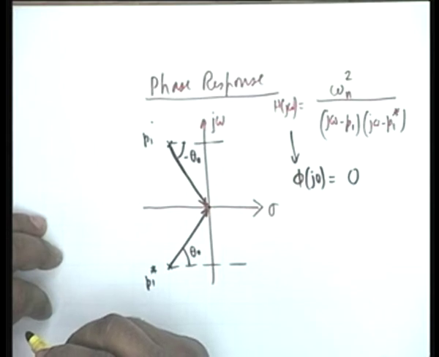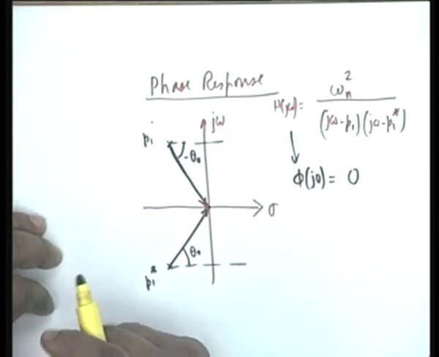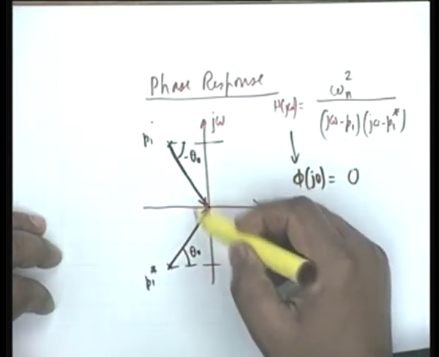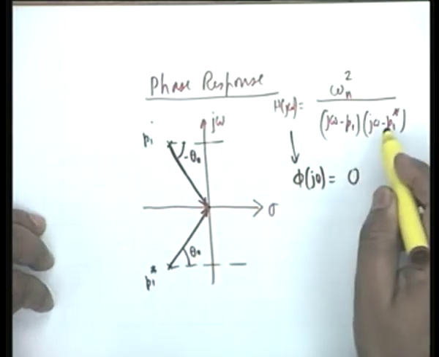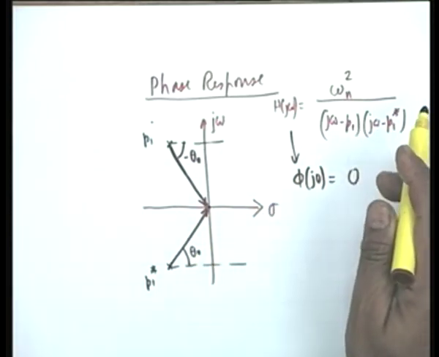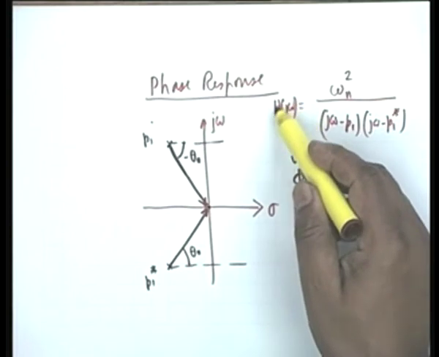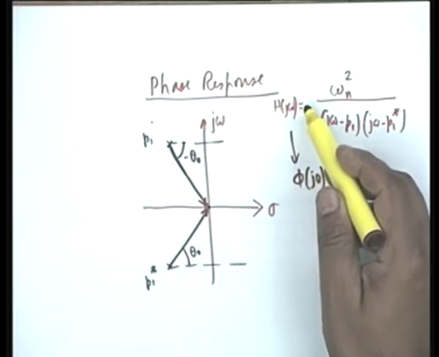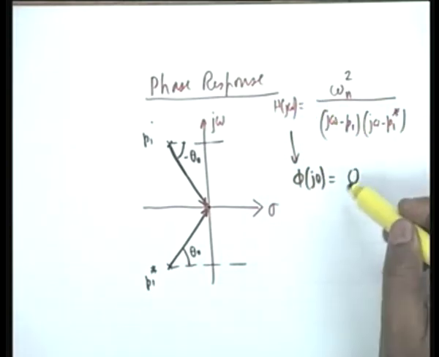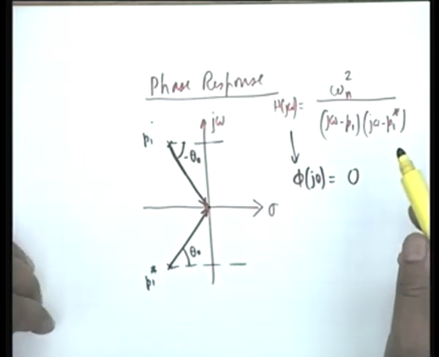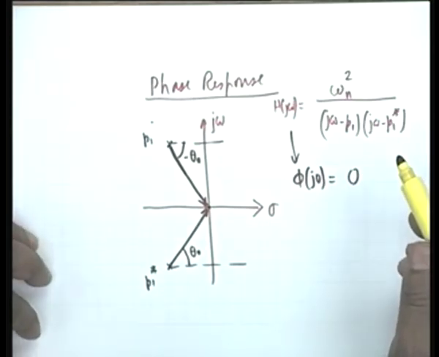Actually these are angles of the denominator factors. So when they go to the numerator, to make up the phase of H of j omega, you have to take them with a negative sign. Minus 0 is the same as 0. Here we are considering always the phase to be in the range minus pi to pi or 0 to 2 pi.